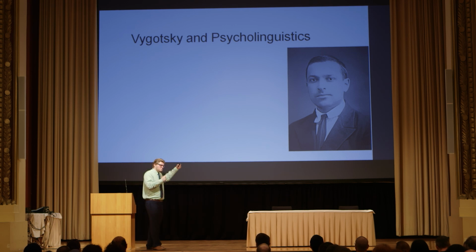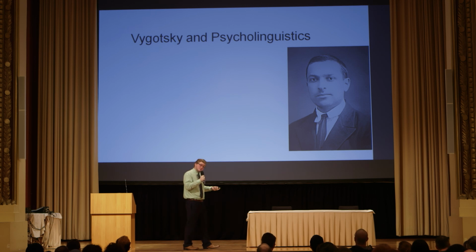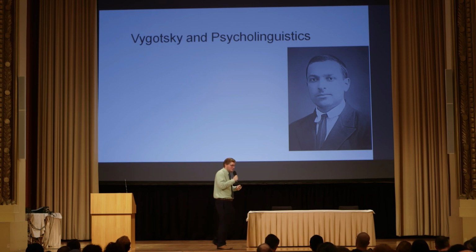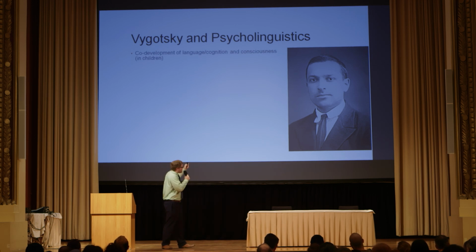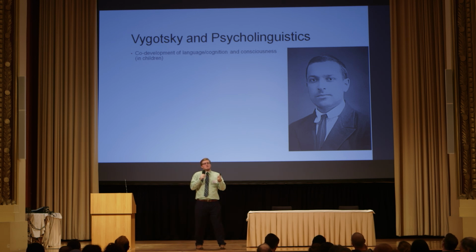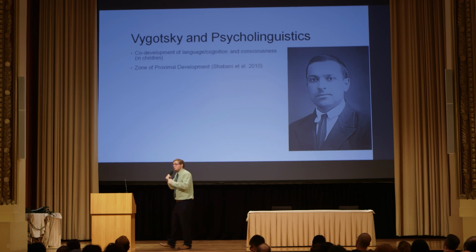Looking at a couple other relevant scholars, Vygotsky. Maybe some of you are interested in psychology. I have the solution for you. We have Vygotsky here, a Soviet psychologist who was also interested in the co-development of language and cognition and consciousness, which he thought psychologists at the time were sort of lacking. So he studied this in children. He came up with the concept of zones of proximal development.